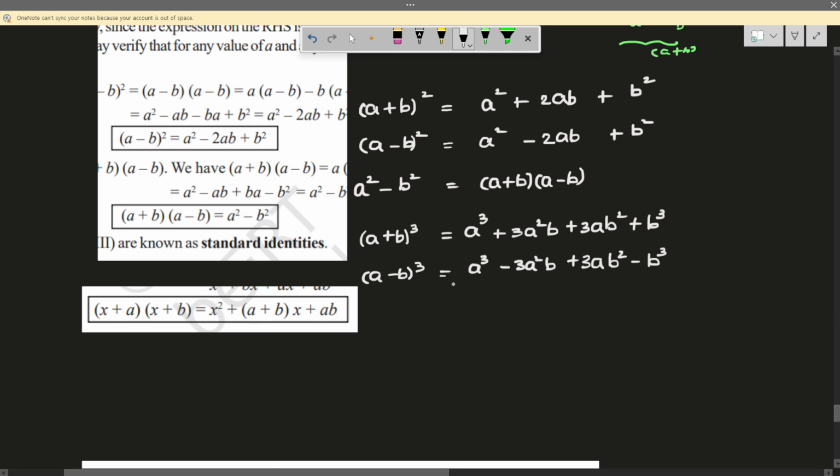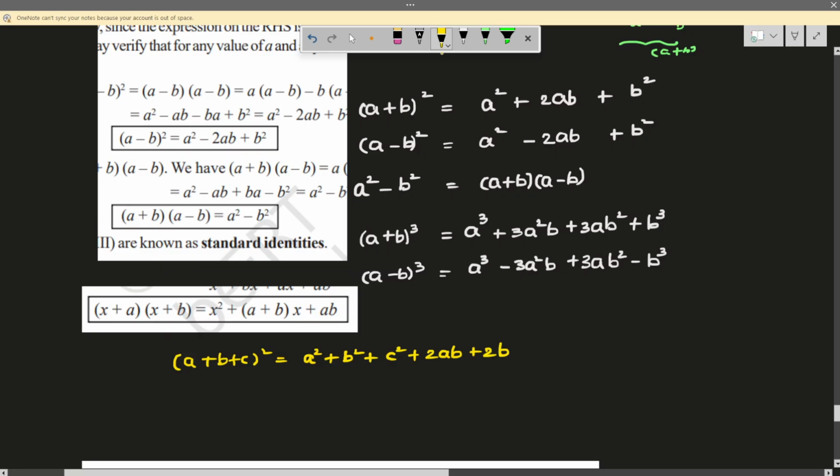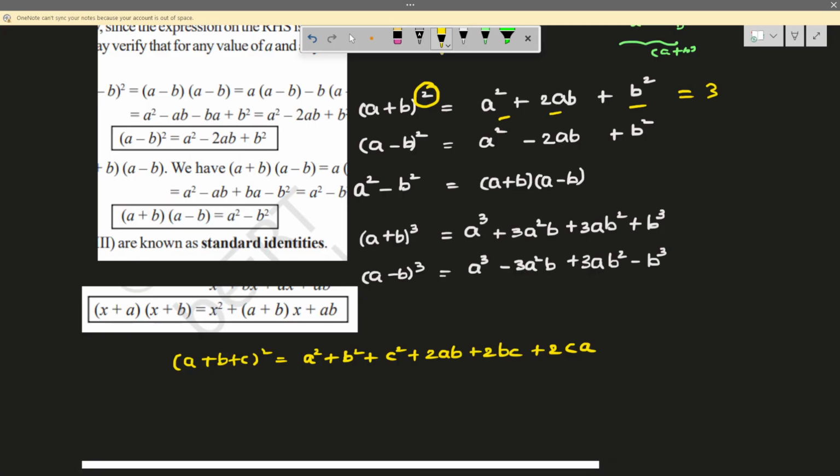And we have one more formula which is very important, which is a plus b plus c whole square, which will be a square plus b square plus c square plus 2ab plus 2bc plus 2ca. Now if you observe closely, when we are doing squaring, the number of terms is 3. Here also we are squaring, and the number of terms is 3.